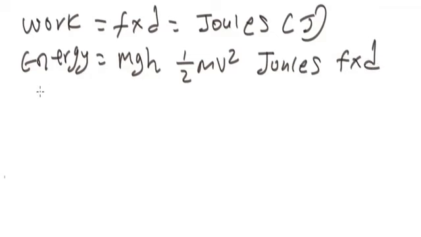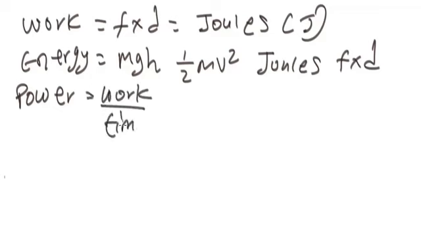Alright, so energy is a derived quantity. The difference between energy and work is that energy is a scalar quantity, whereas work is a vector quantity. Energy has magnitude but no direction. Work has both magnitude and direction. Okay, we also have our power. So power is calculated using work over time, and is measured in watts.